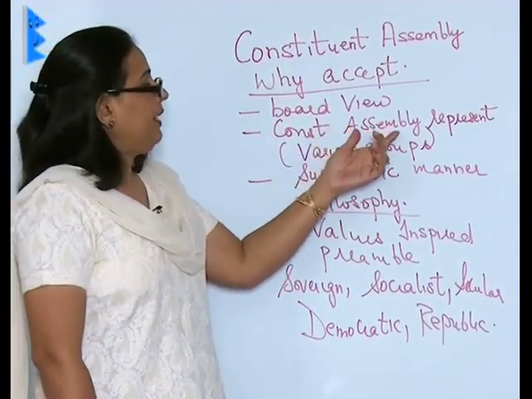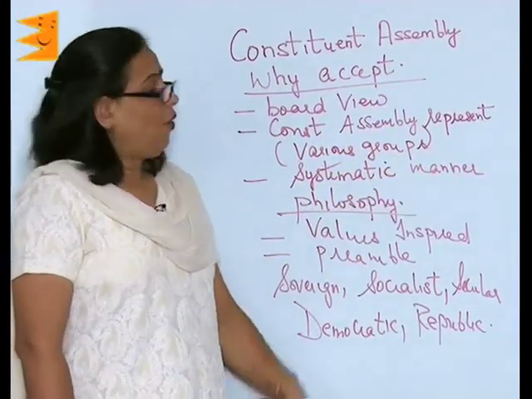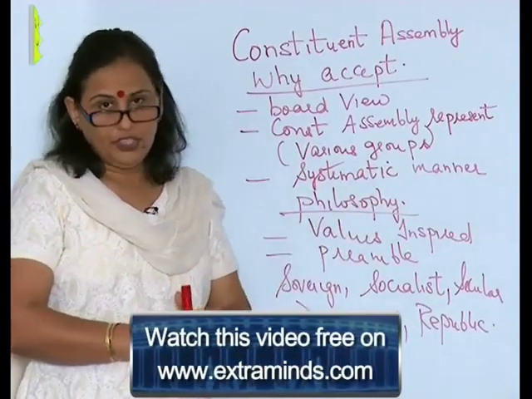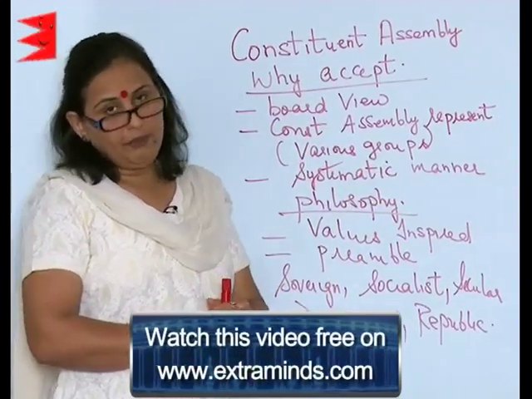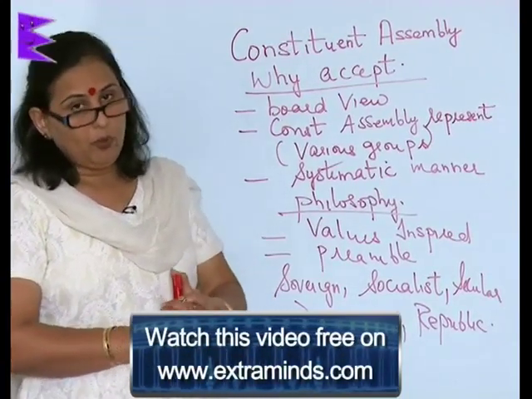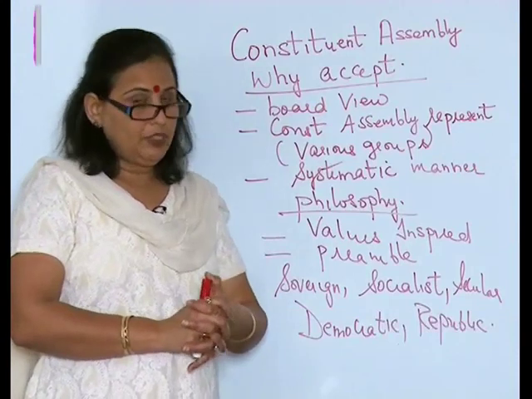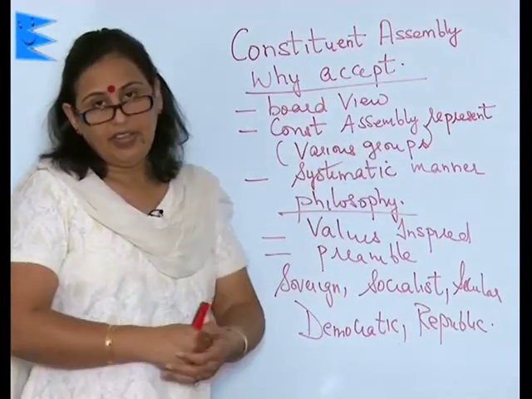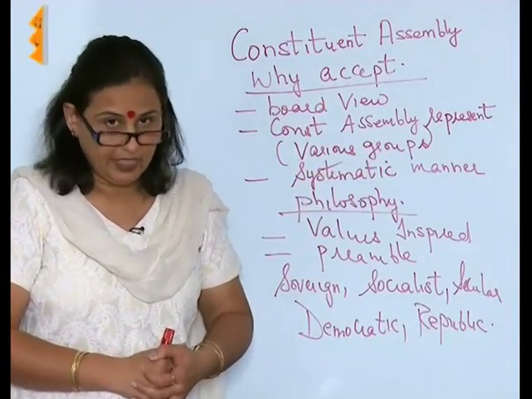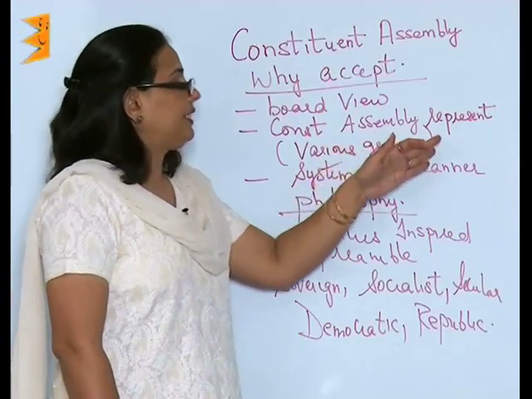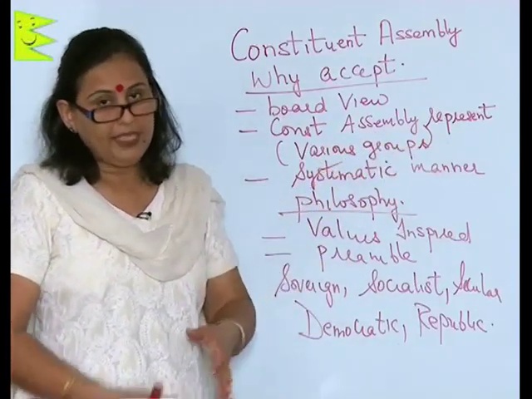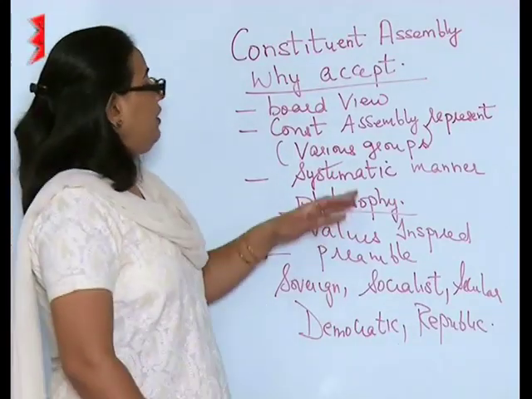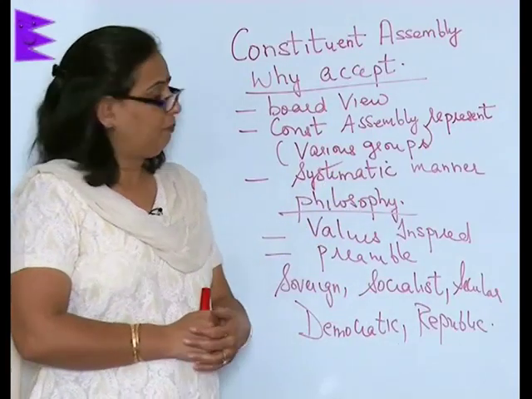The Constituent Assembly at that time represented all sections of the people, that is, various groups constituted the Constituent Assembly. It was not just the rich or the poor or the untouchables or the high class or the rurals or the urbans. People from all walks of life had their equal representation in the Constituent Assembly. So, there is equal space, equal aspiration, and the hopes of the various people of India have been fulfilled.